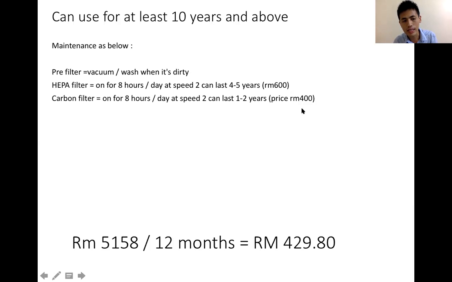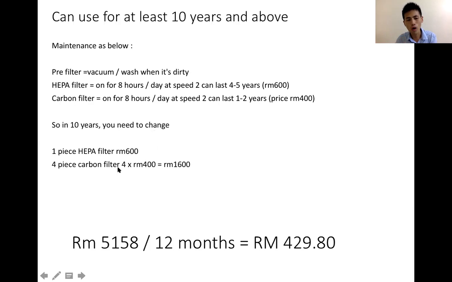And then the third layer is the carbon filter for the odor. If you turn it on for 8 to 10 hours per day, it can last 1 to 2 years. Each unit costs about 400 ringgit. So if we calculate the total 10 year cost, in 10 years you will need to change 1 piece of HEPA. The one you get with the unit lasts 5 years. After 5 years, you change 1 unit. It will cost 600 ringgit. For the carbon filter, you need to change another 4 more pieces. So all in for 10 years, it costs about 220 ringgit per year, 2,200 ringgit per 10 years.